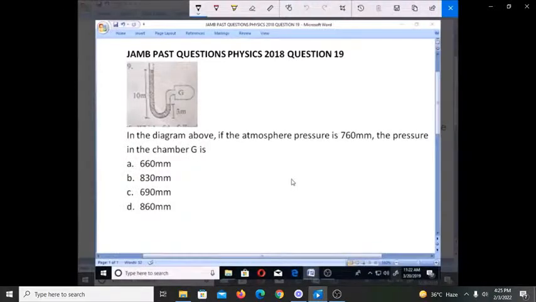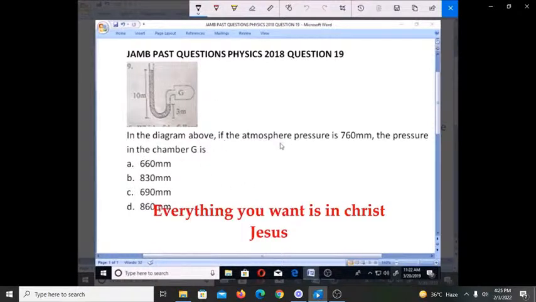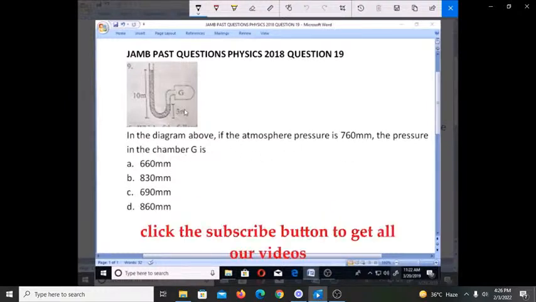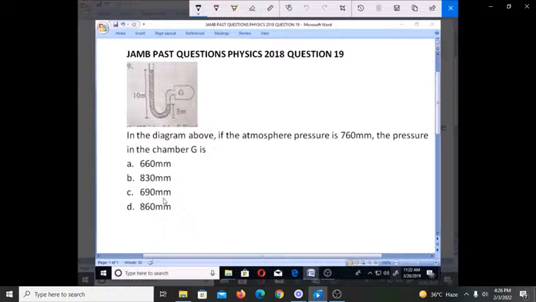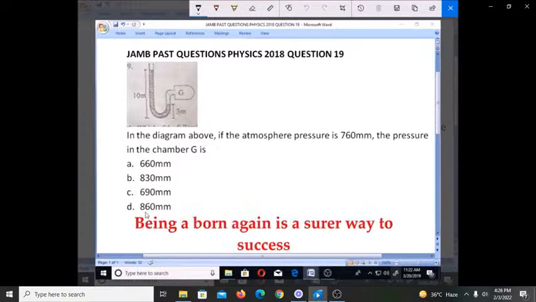Let's look at question number 19 for JAMB Past Question Physics 2018. In the diagram above, if the atmospheric pressure is 760 millimeters, the pressure in the chamber G is: A, 660 millimeters; B, 830 millimeters; C, 690 millimeters; D, 860 millimeters.